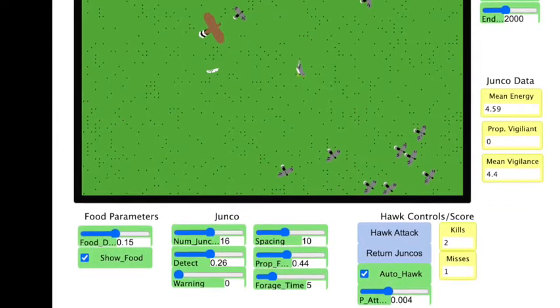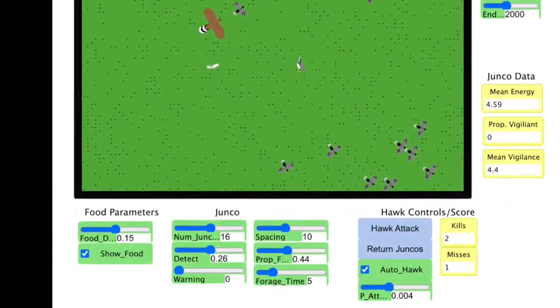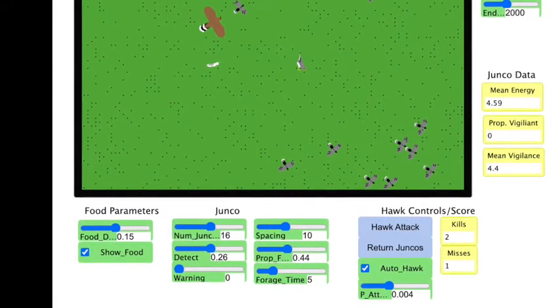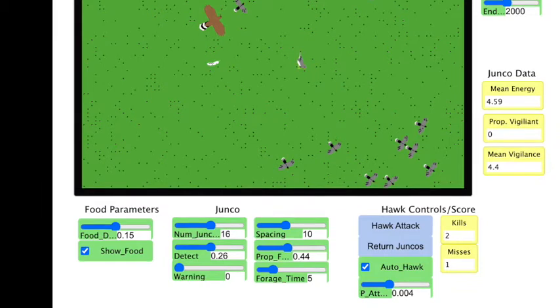Some major findings included that 2 birds were killed and 1 was missed. I also noticed that the birds hardly ran away once seeing the hawk. Instead, they kept foraging for food.